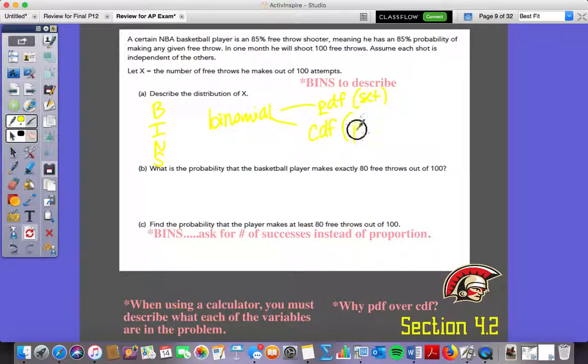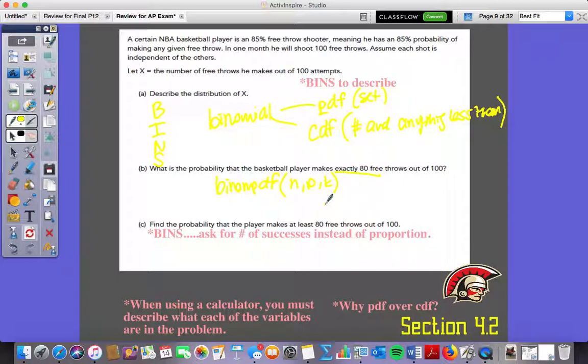Cumulative would be any number, probability of a number, and anything less than. Okay? So let me give you an example. What is the probability that the basketball player makes exactly 80 free throws? This would be a binomial PDF. Make sure you do the N, P, K. All right? Make sure you plug that in.